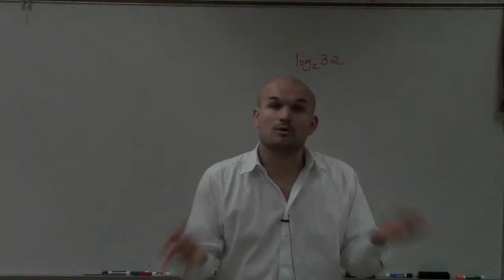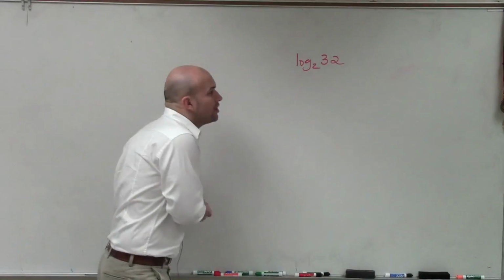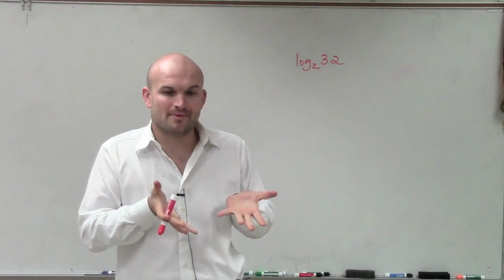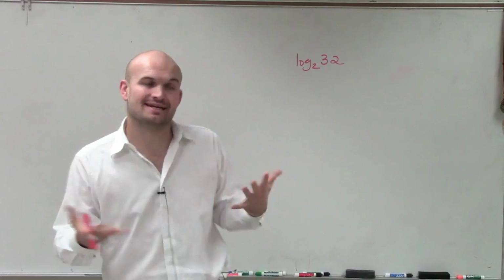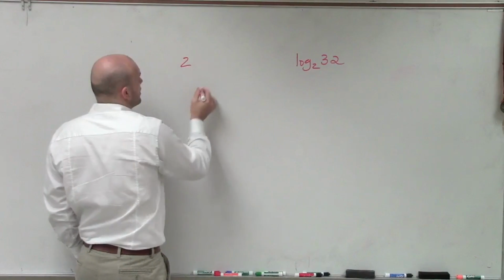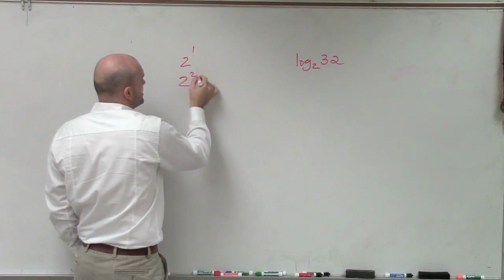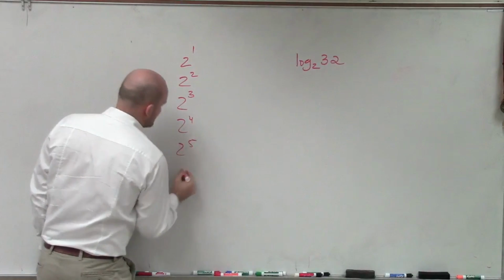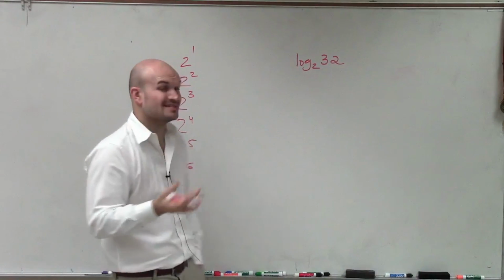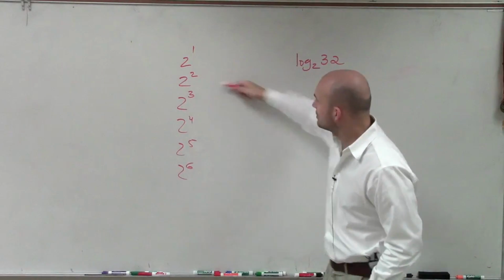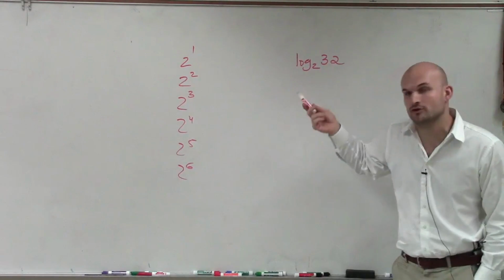All right, so in this case, what we have is log base 2 of 32. So again, what we're trying to do is determine, 2 raised to what power is going to equal 32? So let's just go through the powers of our base of 2: 2 to the first power, 2 squared, 2 cubed, 2 to the fourth, 2 to the fifth, and I'll go to 2 to the sixth, and we'll see if we can find our solution before that. But that's exactly what we're saying. We're saying 2 raised to what power is going to equal 32?